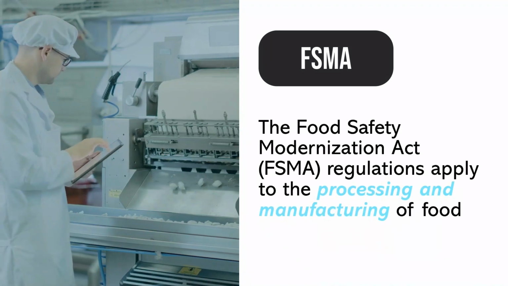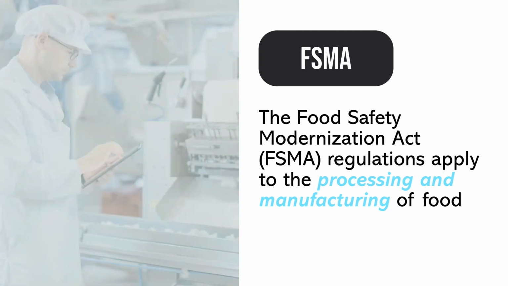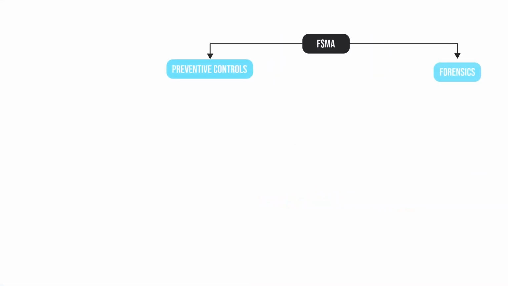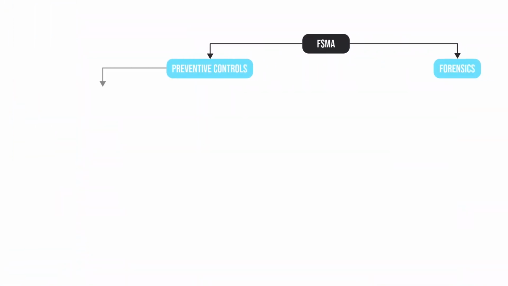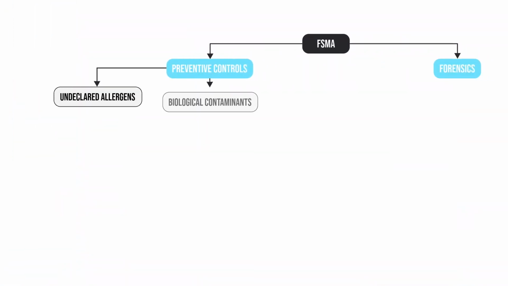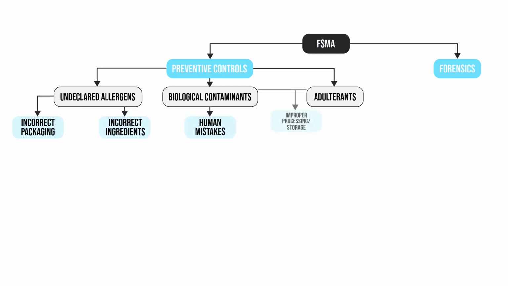The Food Safety Modernization Act, or FSMA regulations, as they apply to food processing and manufacturing, have two main areas of focus: preventive controls and forensics. Under preventive controls, the goal is to attempt to control the risk of things like undeclared allergens, biological contaminants, and other adulterants. These can be caused by a number of things, including incorrect packaging or labeling, incorrect ingredients in the product, human mistakes, improper processing or storage, and even things like worn equipment.